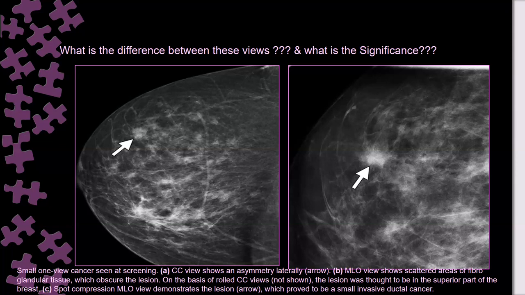This is a spot magnification view on the right for the same image, the same lesion seen on the CC view. If you compare here, you can see it more appreciably, more clearly than on this image.